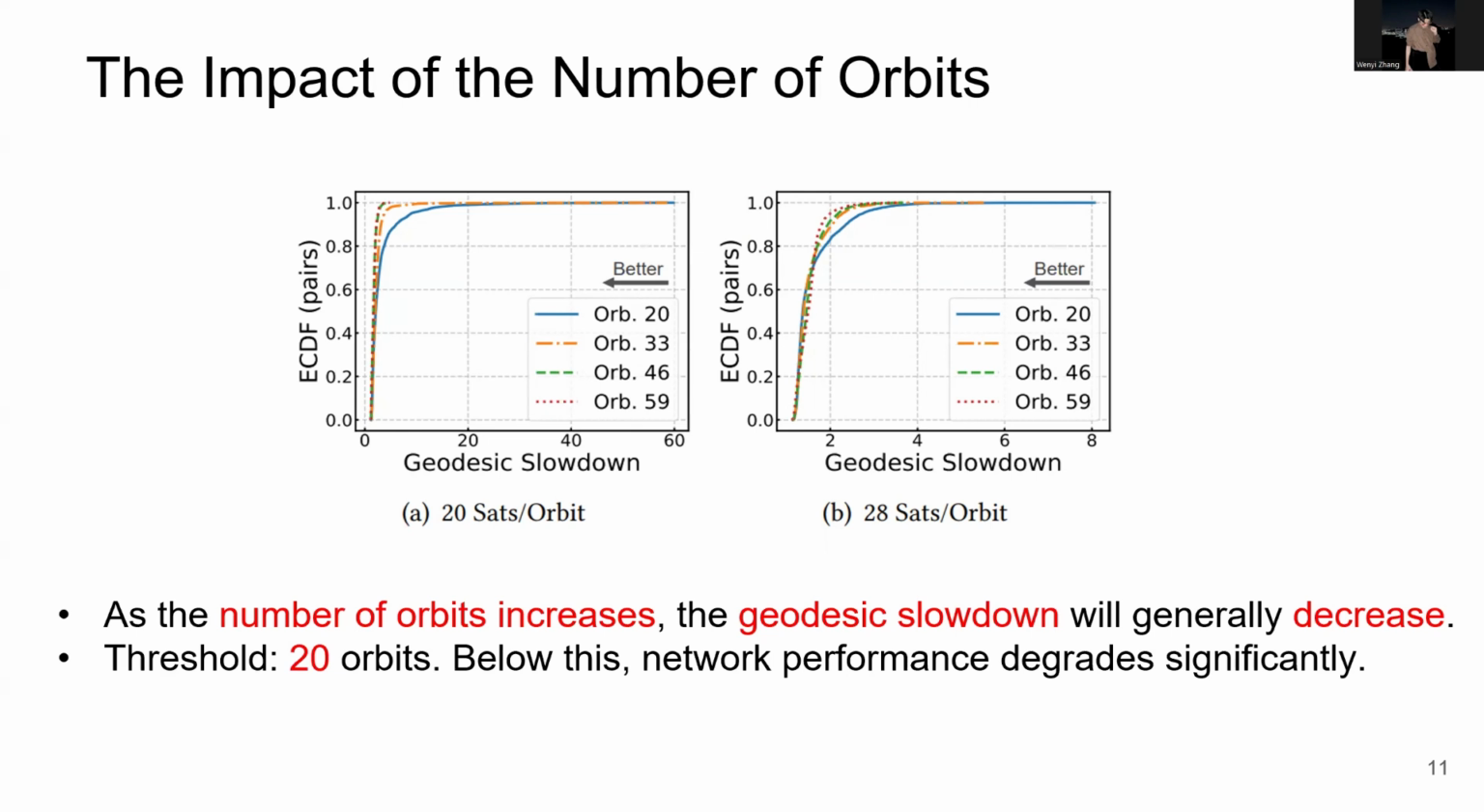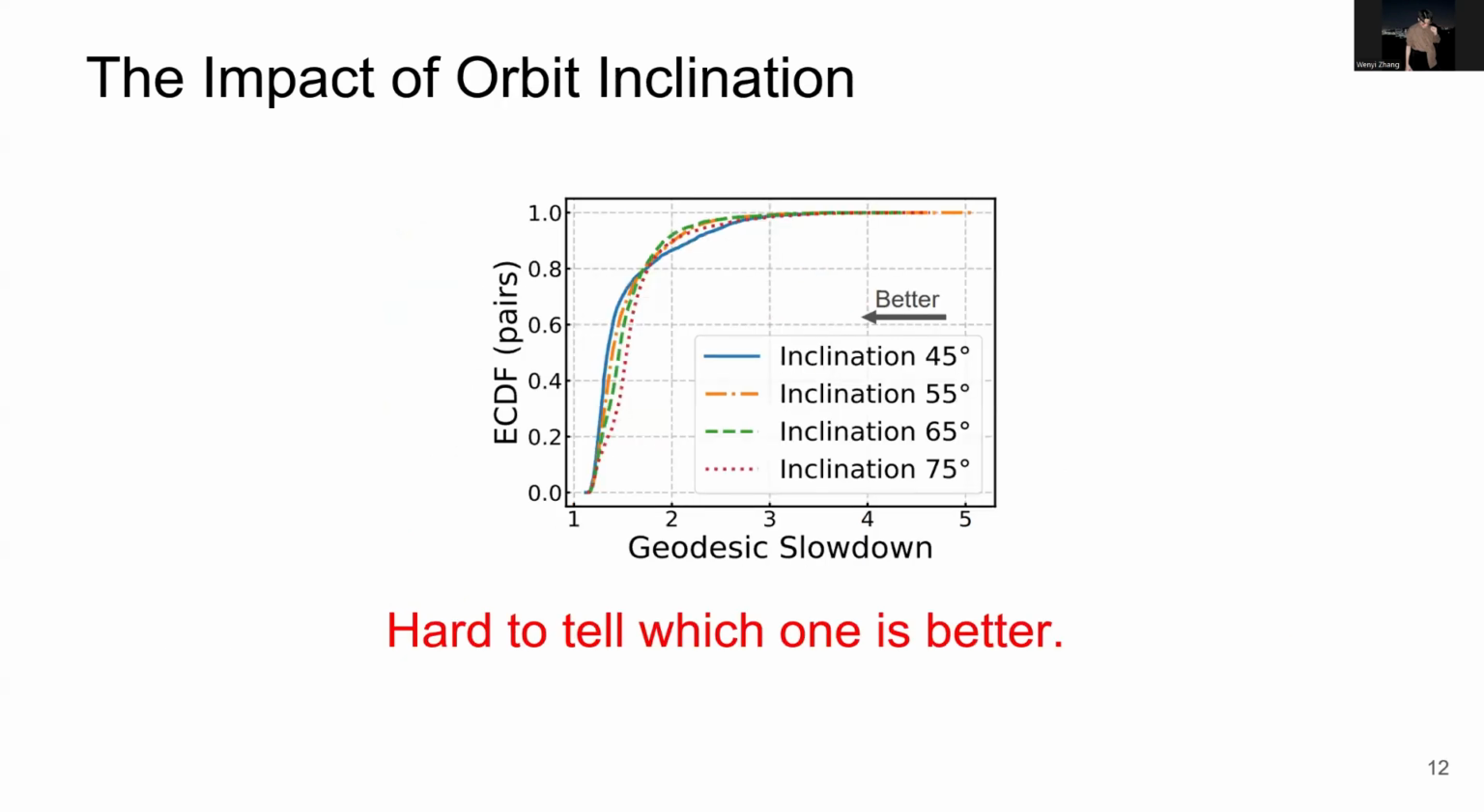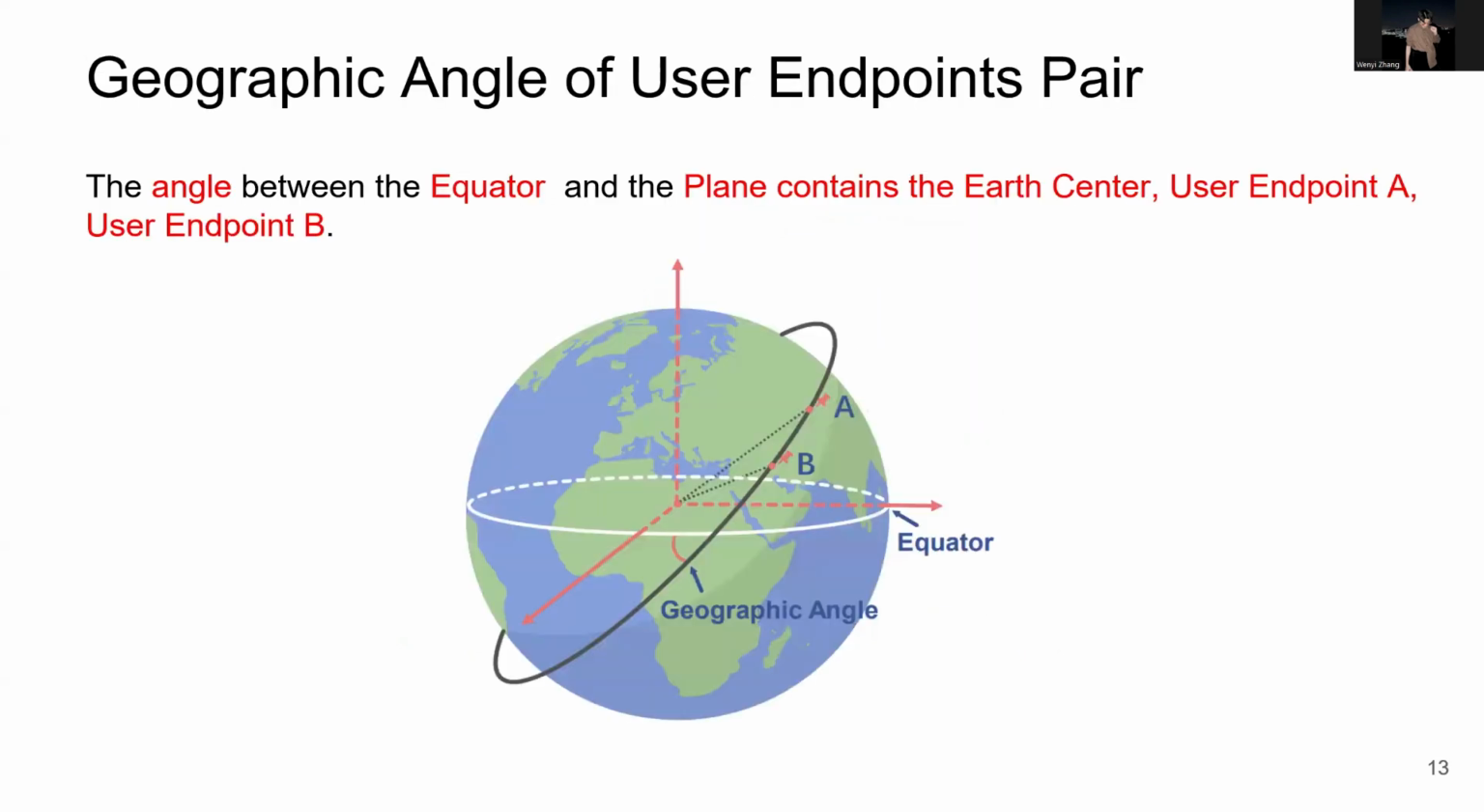performance drops significantly. For the inclination, when the inclination is increasing, it is very hard to tell which one is better. Therefore, we designed experiment 2 to further explore the magic hidden behind the inclination. To better understand the impact of inclination, I will first introduce the concept of the geographic angle of user endpoint pairs.